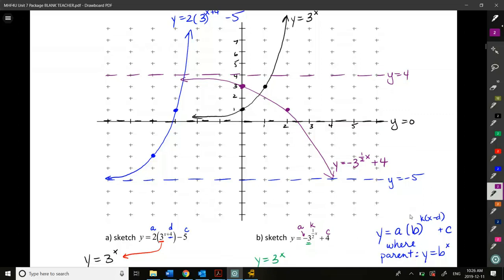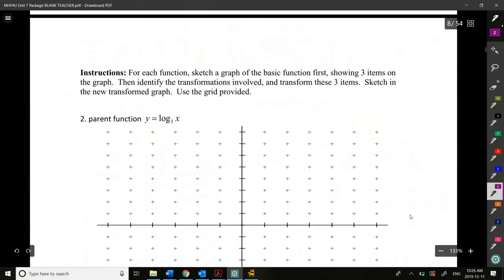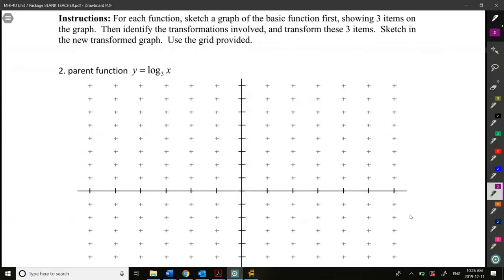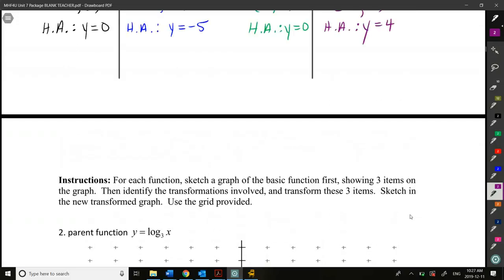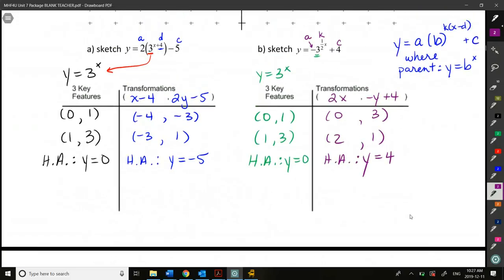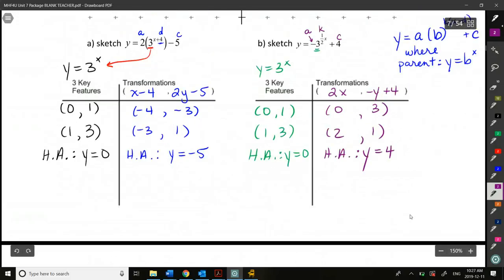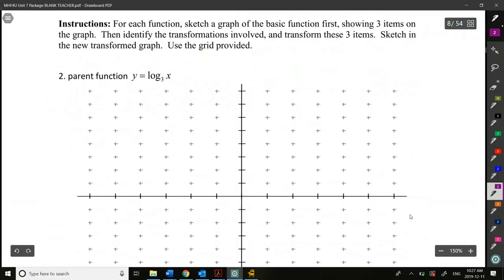We're all good? Okay. So we're going to take a look at logarithmic functions now. So here our parent function is log base 3 of x. Claire and Fayek, you guys did something like this for your video. So if I know y equals 3 to the x is my parent function for the previous questions, and now we have y equals log base 3 of x, how are those two things connected?